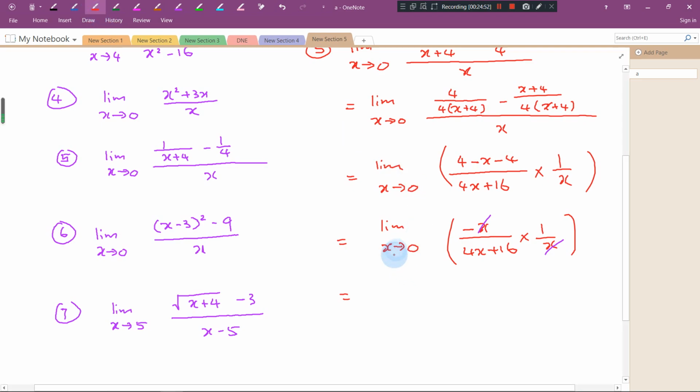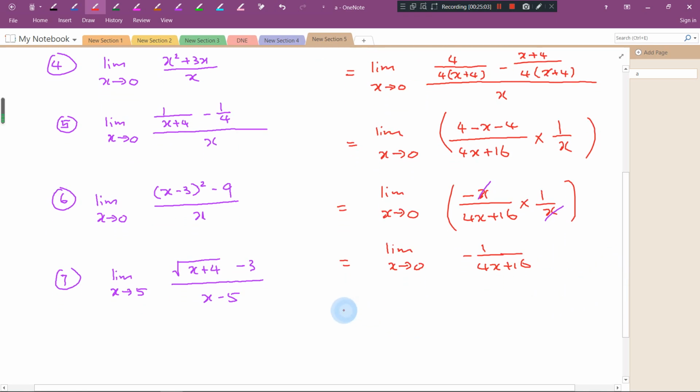So the next step, we still need to copy this. Negative 1 over 4x plus 16. Okay, now I'm going to substitute the 0 inside here. Once I substitute the 0 inside here, I don't have to write this anymore. So the answer is 4 times 0 is 0, so it will be negative 1 over 16.